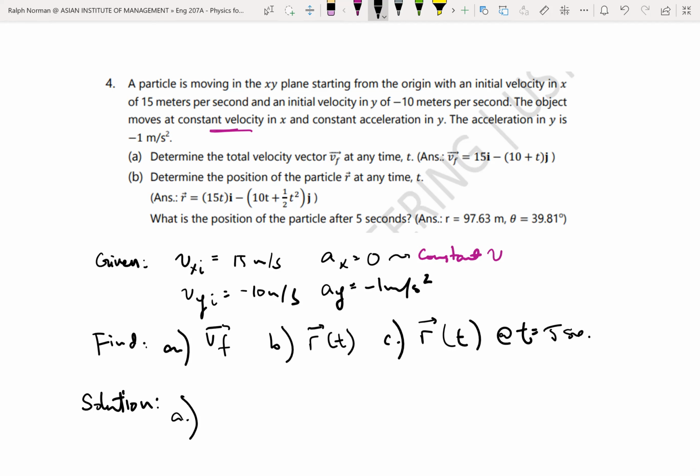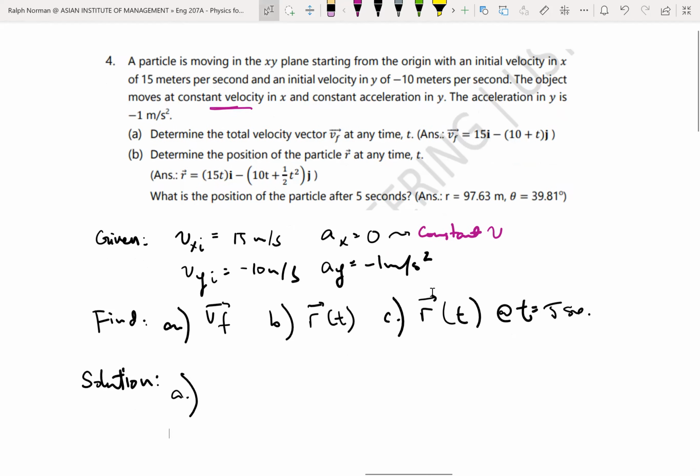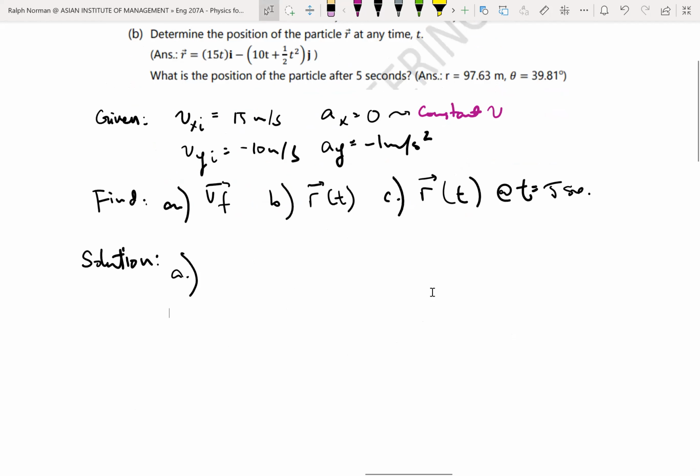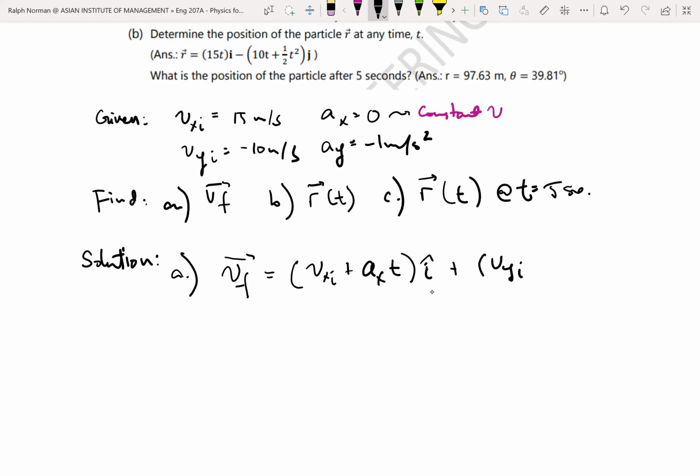Solution for A. Kindly recall the equation where the vector is like so. I think these are your x and y components. So vxi plus ax times t. Very familiar formula at constant v. And then we put the I here indicating the x components. And then here the other side is the y component.